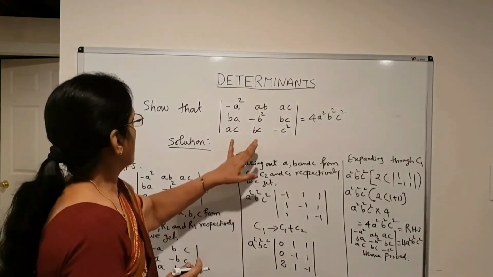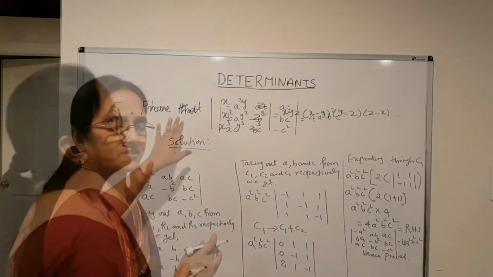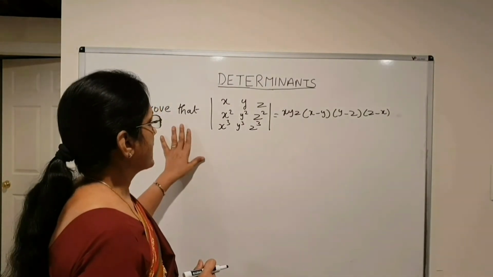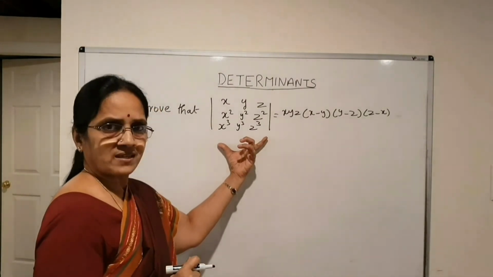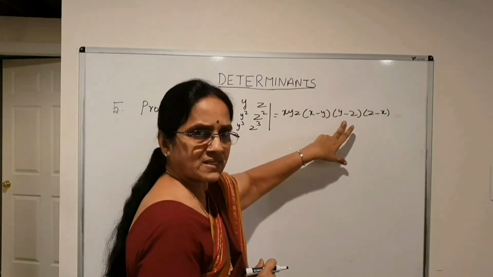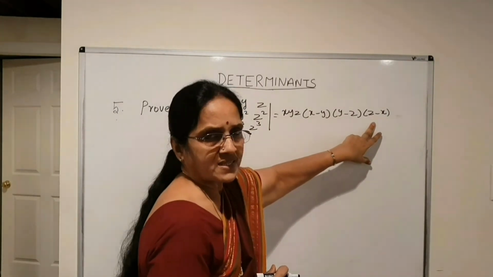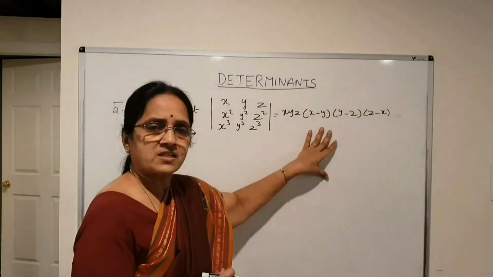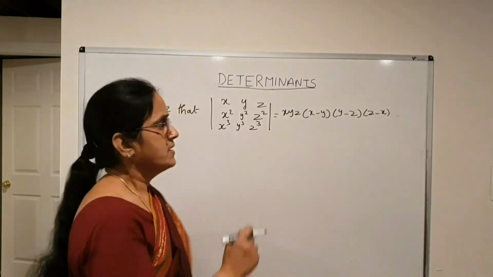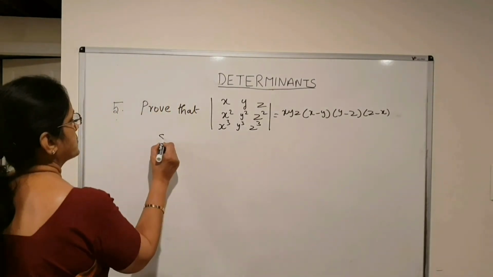Now, let's move on to question number 5. Here, using the properties of determinants, we need to prove that the value of this determinant is xyz into (x minus y) into (y minus z) into (z minus x). This question was asked in 2010 as well as in 2011 in the board examination. Let's do this sum now. Solution.